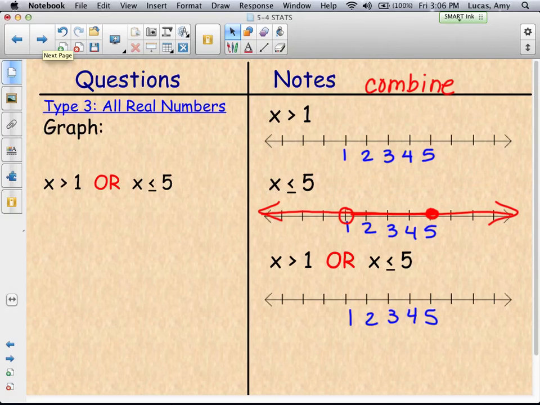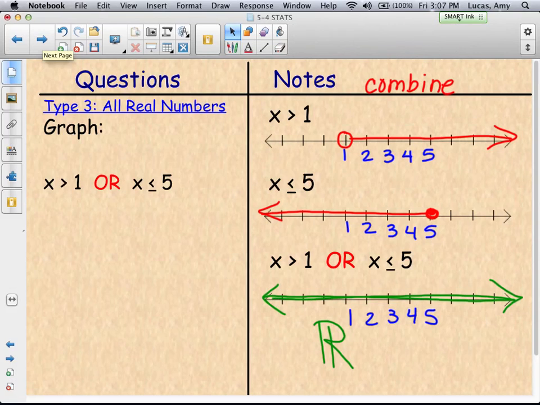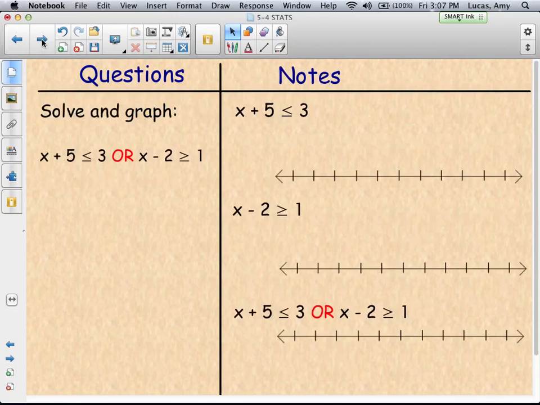Everything is covered. That open circle got covered by the other ray. So we've covered the entire number line. So this solution is going to be all real numbers. If I wanted to graph it on the number line, I'd have to graph the whole thing, because every single number is included if we're looking for something greater than 1 or less than or equal to 5. So we've got our 3 types.